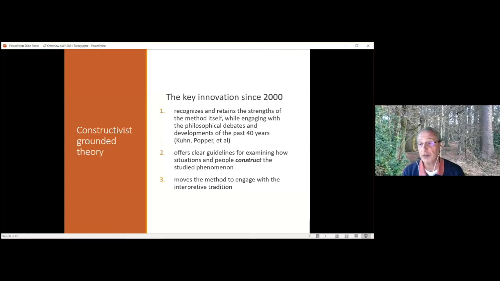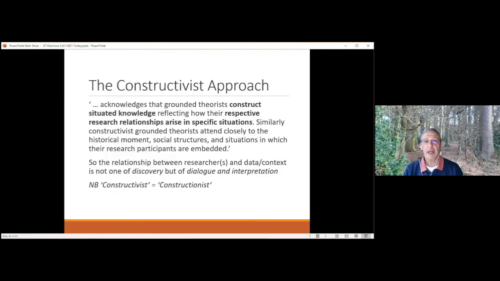the interpretative approach. Kathy Charmaz was much too modest, but what Kathy really did was, by writing Constructing Grounded Theory and the work that led up to it, she was giving grounded theory a basis which it didn't have before. And it probably would have just begun to die out if she hadn't come along and done that. Okay. So it acknowledges the way in which people construct their situated knowledge.